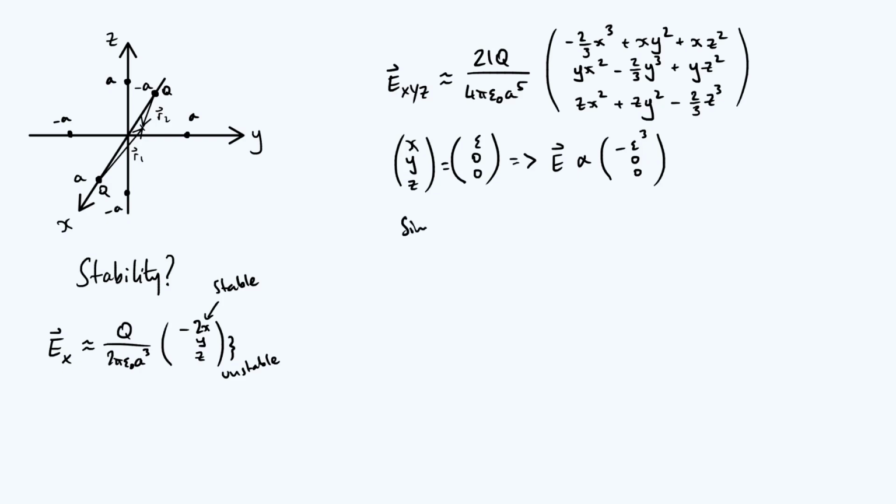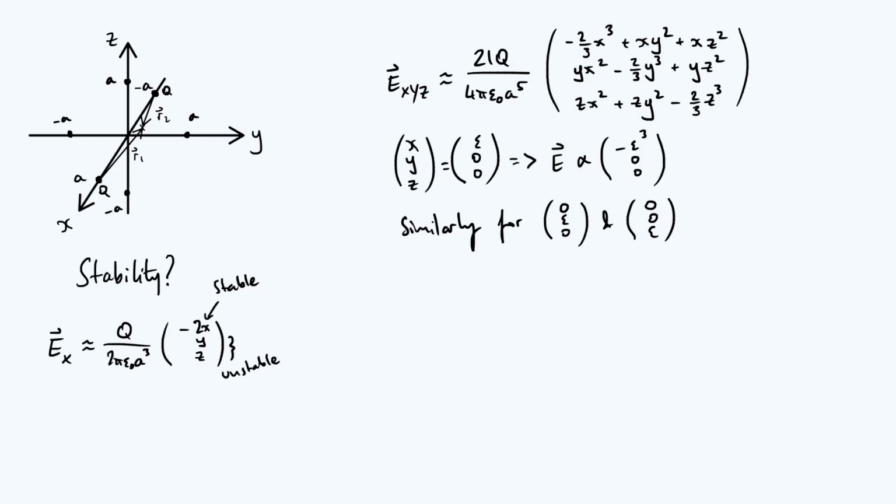Then it turns out that, unsurprisingly, you get similar results by symmetry if you consider the vectors 0, epsilon, 0, and 0, 0, epsilon. You get a version of this vector here, but with the minus epsilon cubed in a different position. So it's stable to perturbations in the x direction and the y direction and the z direction, but that doesn't mean that it's stable to perturbations in every direction.